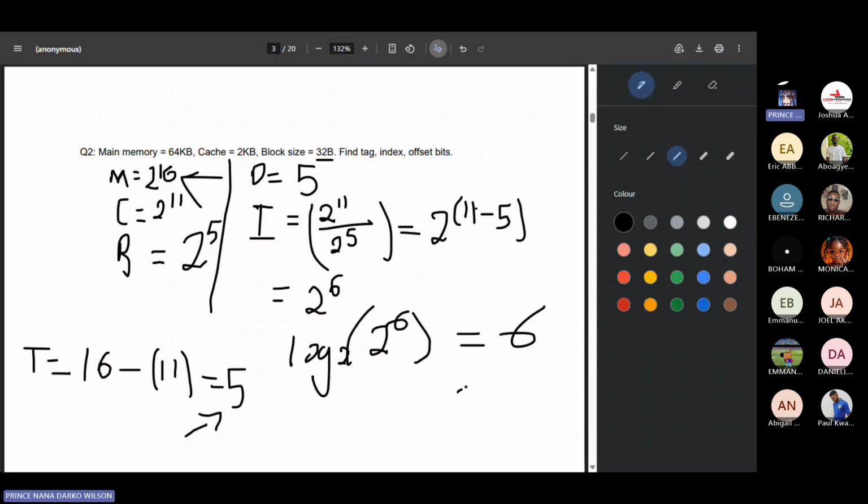Our offset was already given earlier to be 5 too. And then our final line index, our line index on the other hand, is 6. So the next question you're going to have to tackle by yourselves. Okay, so if you have questions, please go ahead and ask now.